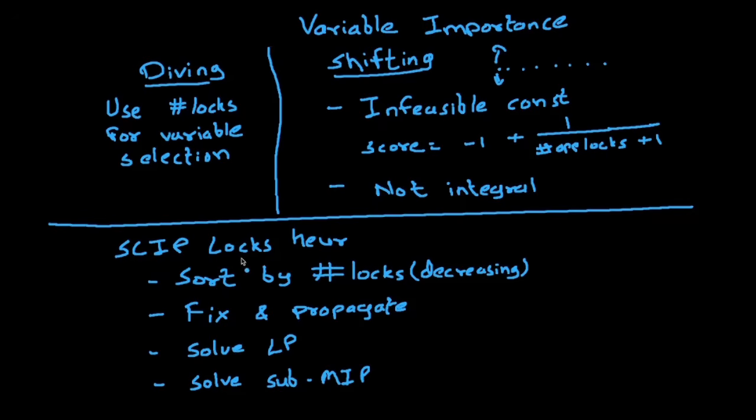So as I said, this is quite similar to the cliques heuristic that we saw in one of the previous videos. There we pick the variables that appear in larger cliques first and then do this fix and propagate, solve LP and solving the submip.